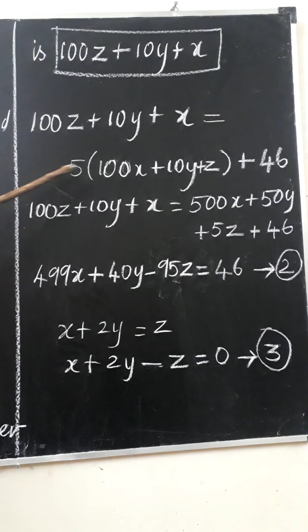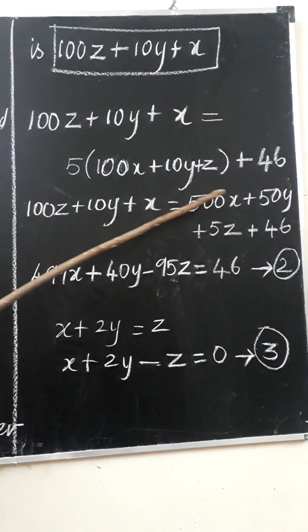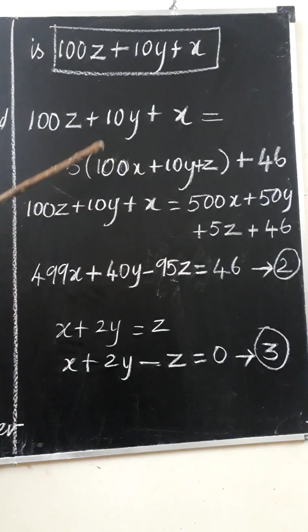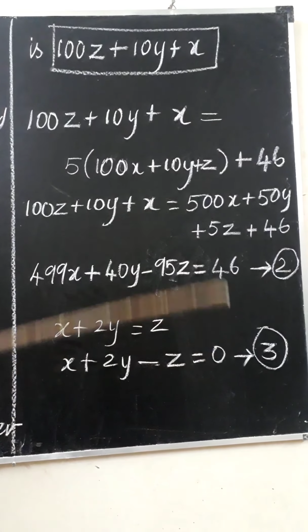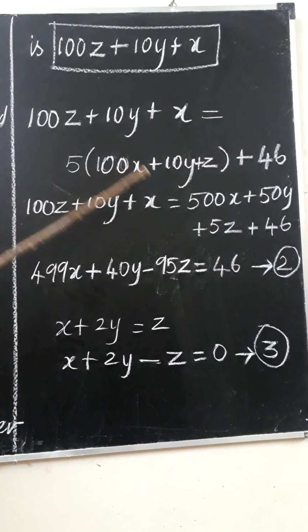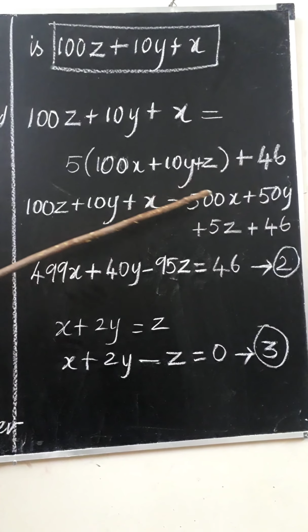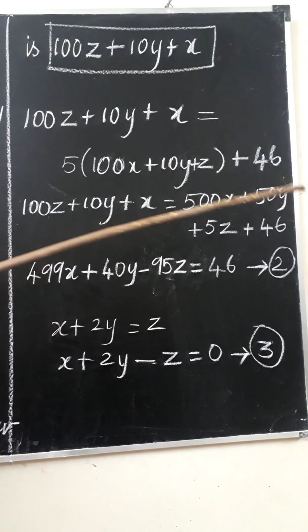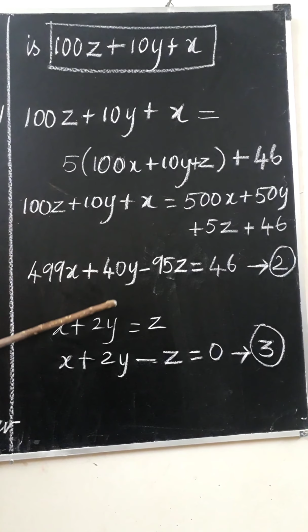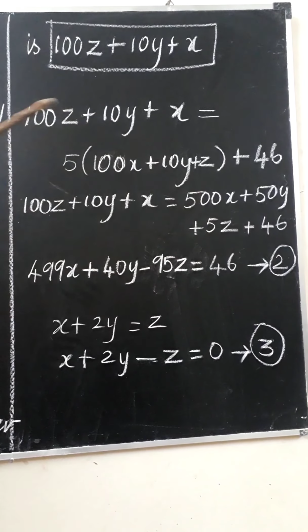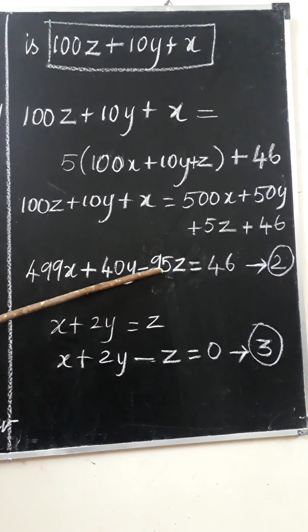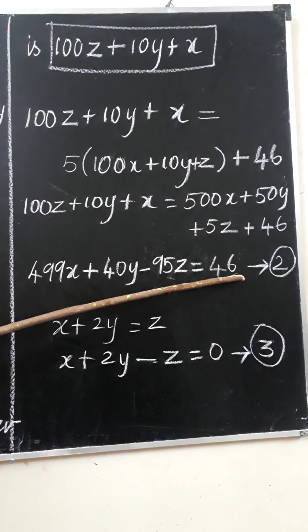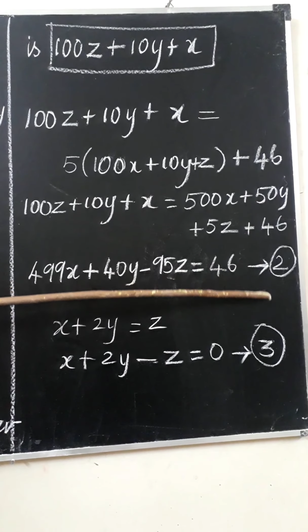Now simplify them. Multiply all this by 5. We get 500x plus 50y plus 5z. All three should be multiplied by 5. Then subtract the z, y and x terms from that side. Then we get 500x minus x, 499x; 50y minus 10y, 40y; 5z minus 100z, so it is minus 95z, which is equal to 46. We got the second equation.